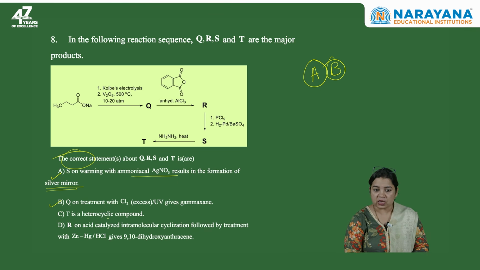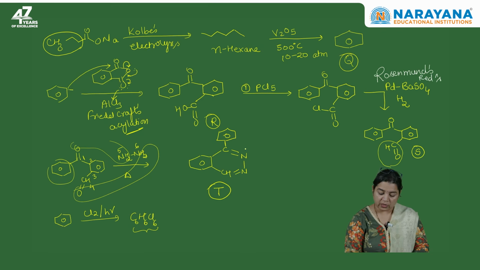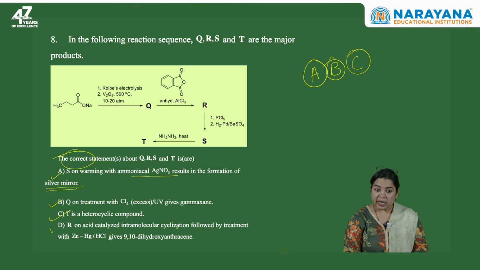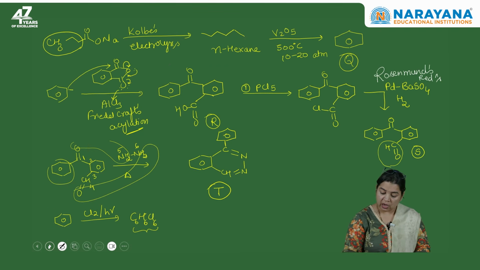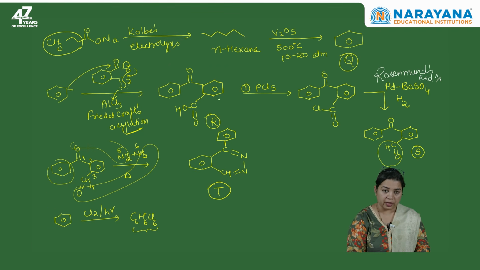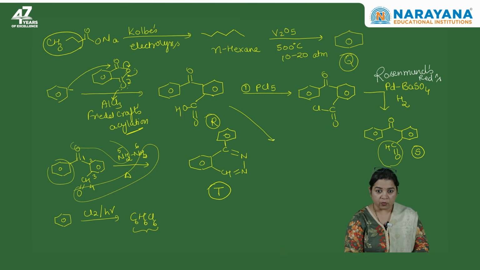Coming next, T is a heterocyclic compound. T is the last one that we formed. Where is T? Yes, T has a heterocyclic nature. So that statement is also true. It is a heterocyclic compound. So till here we have got A, B, C. Moving to D. R, on acid catalyzed intramolecular cyclization. First, let us check R. Where is R? Okay, here is R. And for R, what do they say?